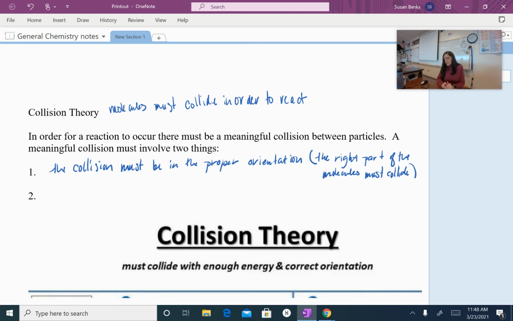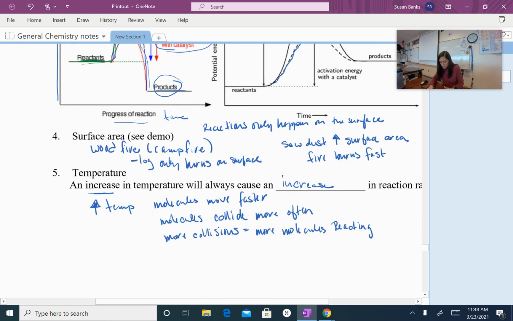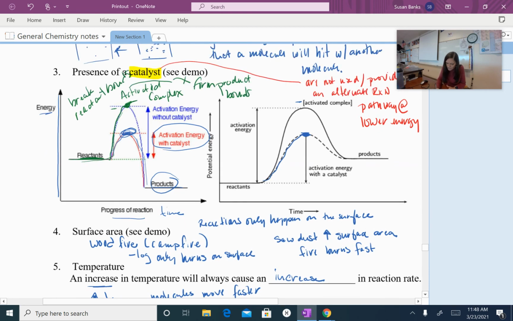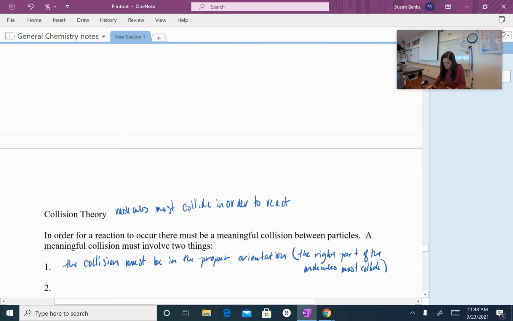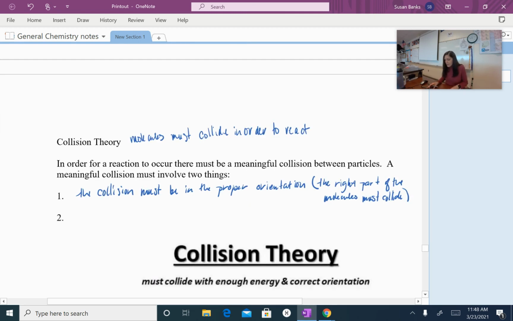The other thing that has to happen is the molecules have to collide with enough energy to actually make that activated complex. And we talked about that a little bit in this energy diagram. I said that we had to have enough energy to break the reactant bonds and start forming new bonds. So not just colliding with the right spot, I have to collide with enough energy to actually start breaking the reactant bonds and start making the product bonds. So our next thing is the collision must have enough energy.